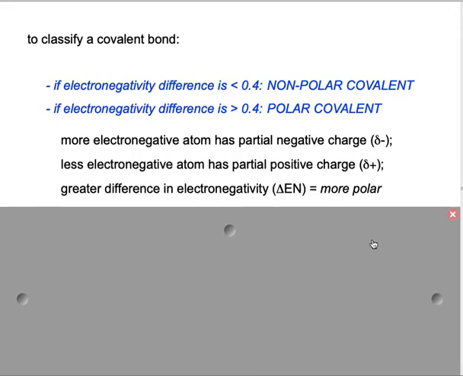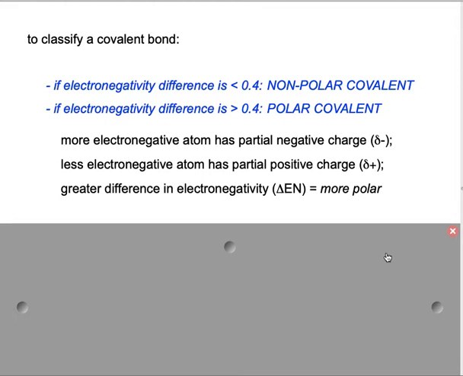The more electronegative atom has a partial negative charge, the less electronegative atom has a partial positive charge, and if we are comparing the polarity of two polar covalent bonds, the one with the greater difference in electronegativity would be considered the more polar.